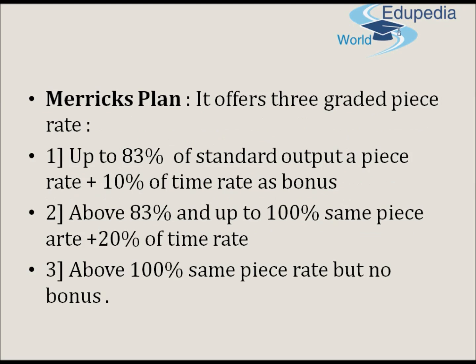Merrick's plan. It offers three graded piece rates. Up to 83% of standard output, a piece rate plus 10% of the time rate as bonus. Second, above 83% and up to 100%, same piece rate plus 20% of time rate. Above 100%, same piece rate but no bonus.